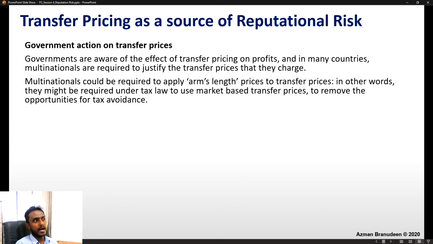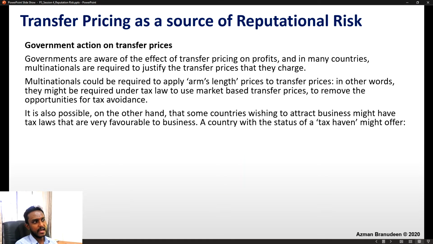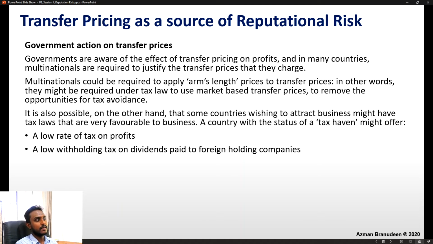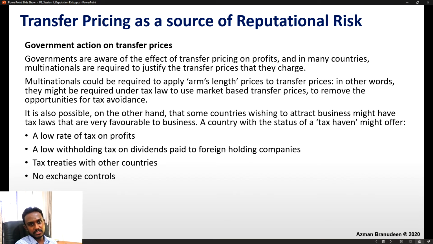Multinationals could be required to apply arm's length prices to transfer prices. In other words, they might be required under tax law to use market-based transfer prices and to remove the opportunities for tax avoidance. It is also possible, on the other hand, that some countries wishing to attract business might have tax laws that are very favorable to business. A country with, you know the term, tax haven, what do the countries offer? A low rate of tax, obviously, a low withholding tax on dividends paid to foreign holding companies, tax treaties with other countries, and no exchange controls.